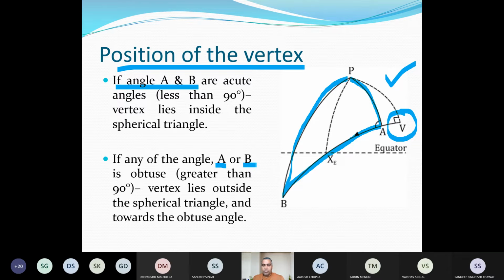So if any of the angles A or B is obtuse, that means greater than 90 degrees, the vertex will lie outside the spherical triangle. And when it is outside, the second thing we have to see is which side it is outside, towards A or towards B. It will be outside on the same side on which the obtuse angle is present. Like in this diagram which you see, angle A is an obtuse angle. It is greater than 90 degrees. So, number 1, the vertex will lie outside, and number 2, it will lie on the side of A, extended outwards. So with this, we check whether the vertex lies inside the triangle or outside the triangle.